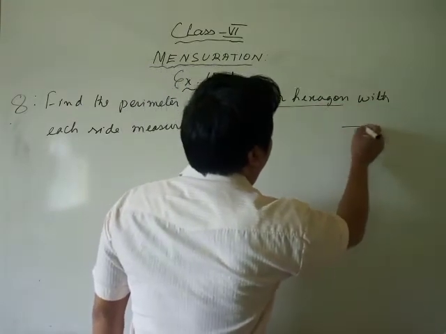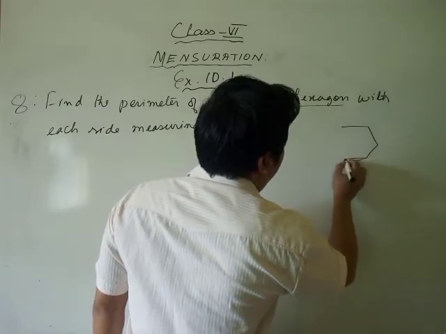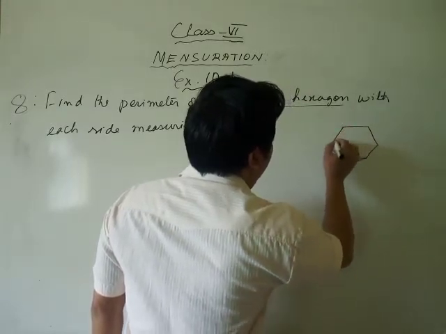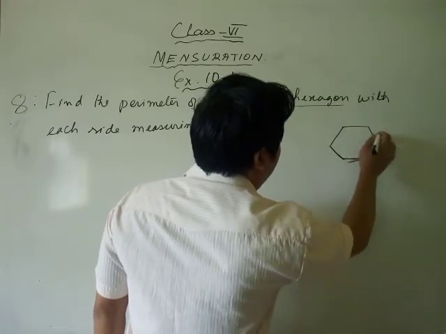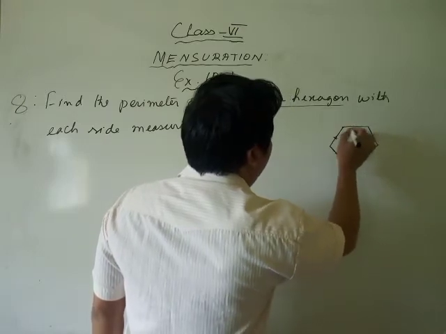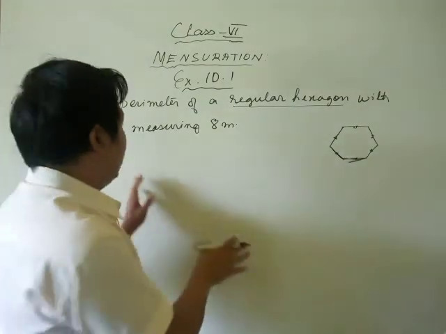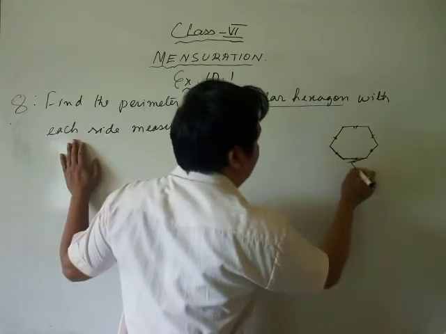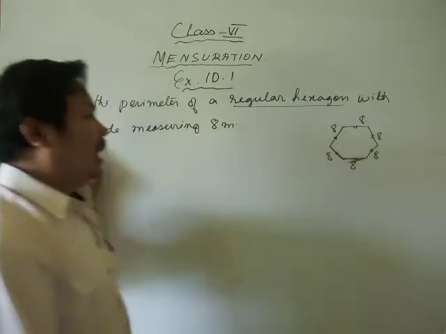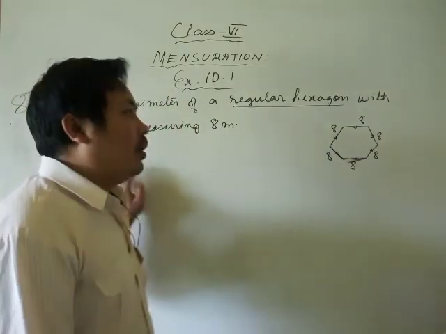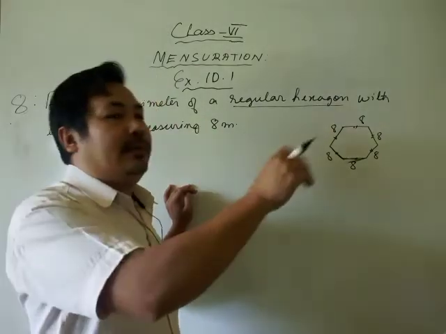Do you know what a hexagon is? A hexagon is a shape having 6 sides, isn't it? 6 sides. Okay, and all these 6 sides will be equal to one another. This side will be equal to this side. All the sides will be equal, and therefore it is called a regular hexagon. So here, each side measures 8 centimeter, all 8 centimeter. How many 8 centimeters are there for this figure? There will be 6 eights.